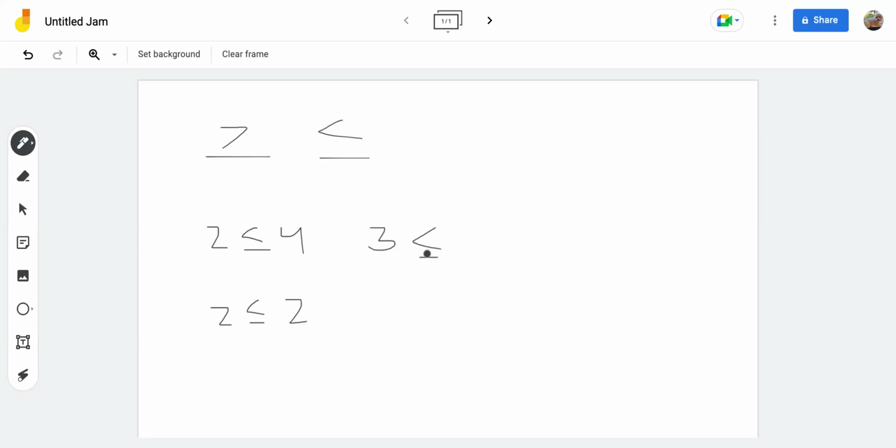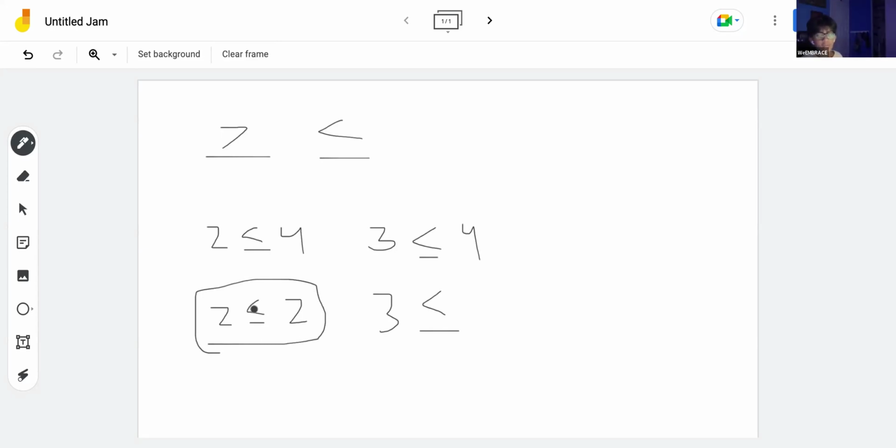Correct. 3 is less than or equal to 4, so 4 is one answer, correct? And then there's another answer. Remember, we have the or equal to sign. So what could the other one be? Remember, 2 is less than or equal to 2. So 3 is less than or equal to what? Think about that.